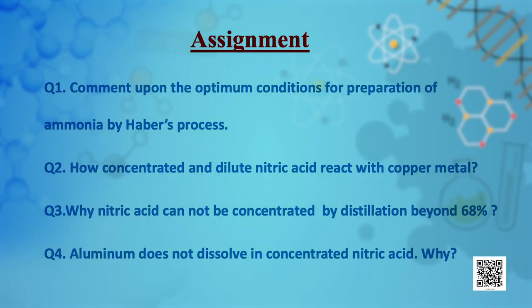Before we end the session, let me leave you with an assignment. Question number 1. Comment upon the optimum conditions for preparation of ammonia by Haber process. How concentrated and dilute nitric acid react with copper metal? Question number 3. Why nitric acid cannot be concentrated by distillation beyond 68%? Question number 4. Aluminium does not dissolve in concentrated nitric acid. Why?